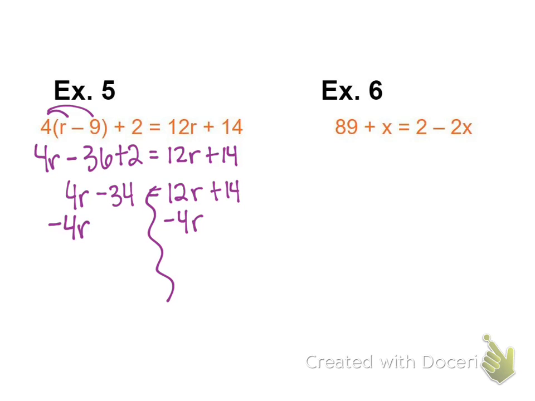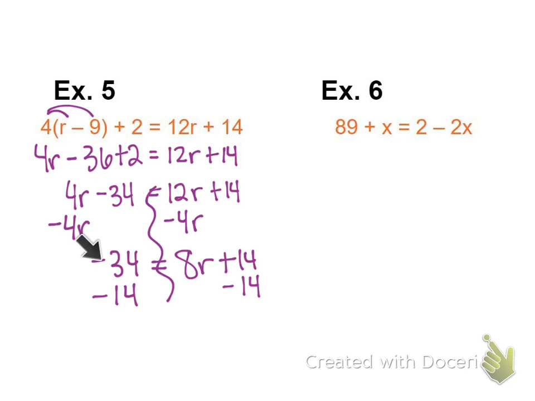So on the left, what do I still have? Negative 34 equals 12R minus 4R. That gives me 8R. We still have a plus 14 behind the 8R. Now we got to subtract the 14. We're trying to get r alone.